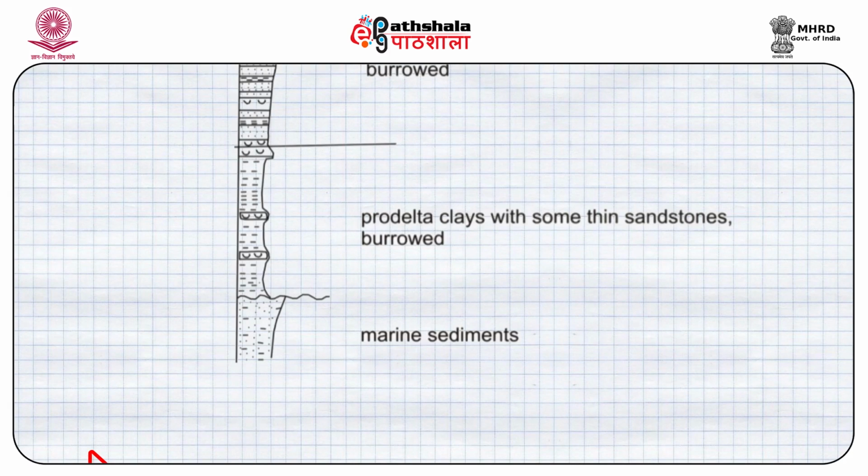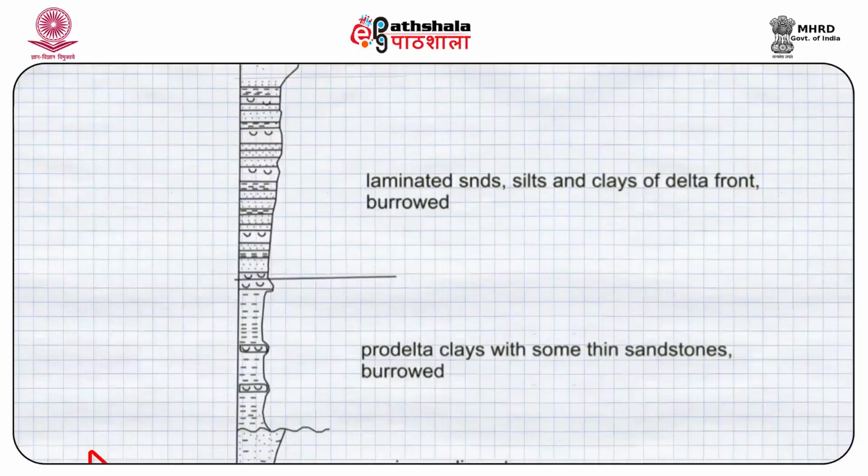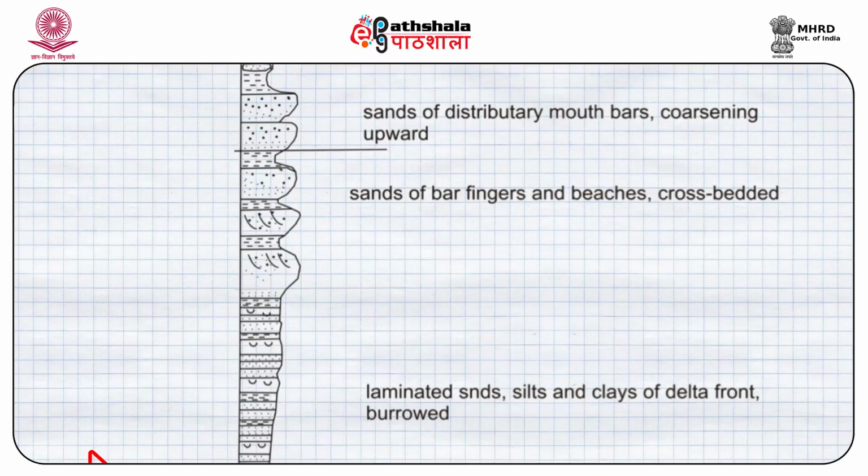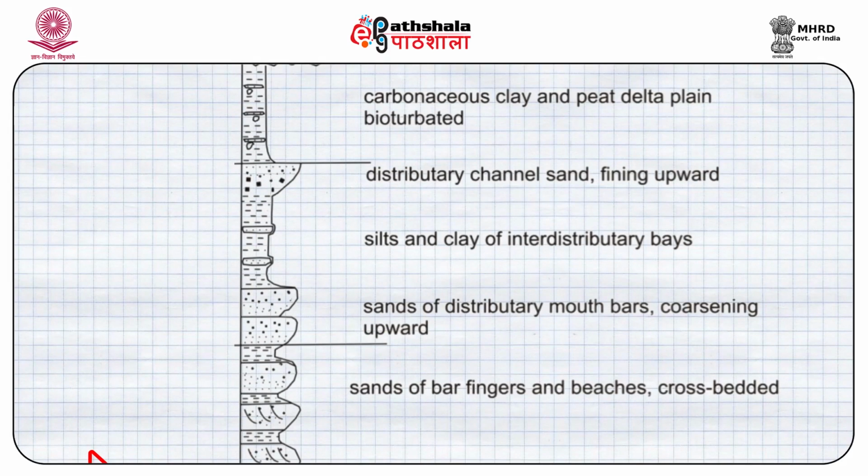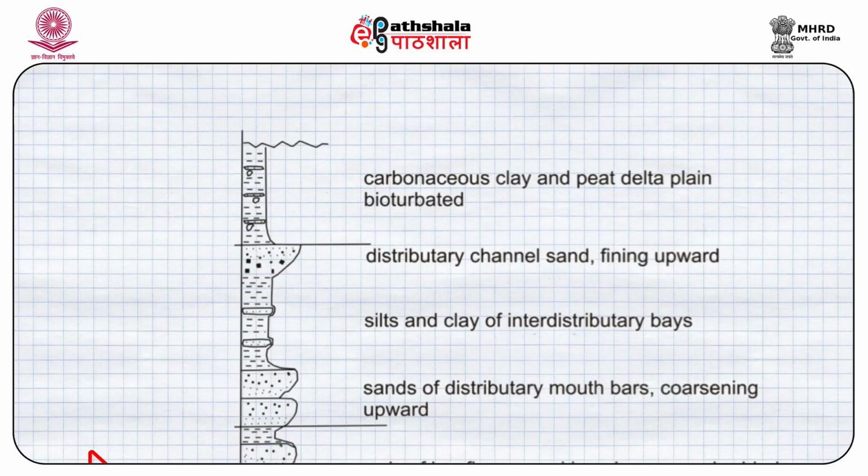From the base of this section, if we go up, it starts with a pro-delta clay with some sandstone which may be burrowed, and then you start with the laminated sand that goes into the sands of bar finger and the sands of distributary mouth bars. This is the delta front part, which is overlain by the delta plane part, that is the fluvial system, the feeder system, and finally at the top it is overlain by the carbonaceous clay and peat of the delta plane.